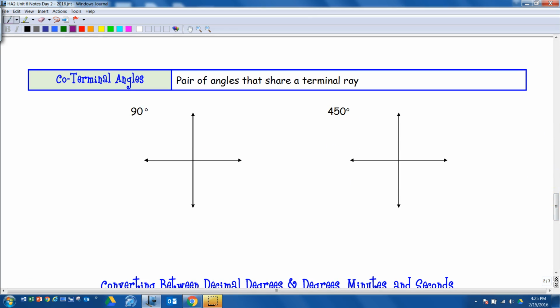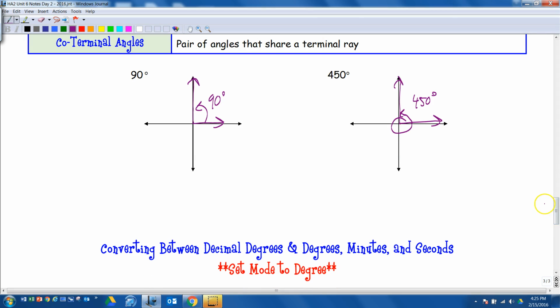1, what coterminal means. Basically, it means it ends up in the same spot. They have the same terminal ray. So, for example, 90 degrees goes here. And if I do 450, I go all the way around once to 360, and then do another 90. So 450 degrees also is there. So that is what that means.